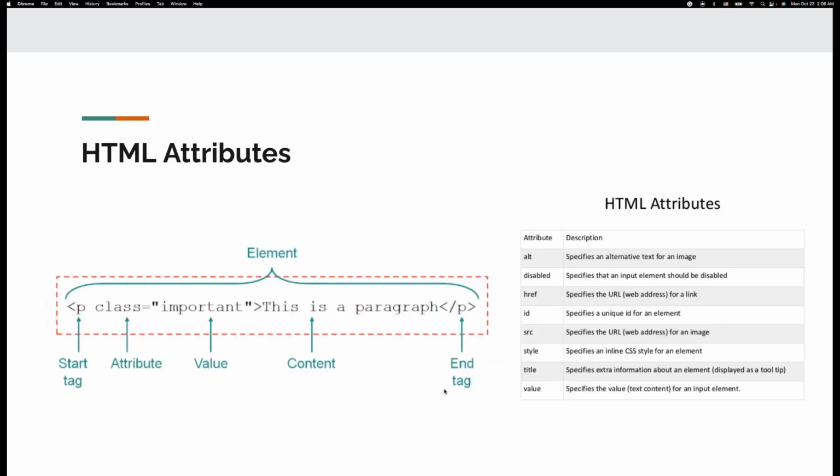And an HTML attribute is a modifier provided within an HTML tag to define characteristics or properties of an element. Here are some examples of HTML attributes, like alt, which specifies alternative text for an image; href, which specifies a URL for a link; src, which specifies a URL for an image; and id, which specifies a unique ID for an element.